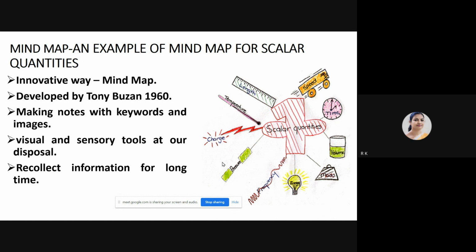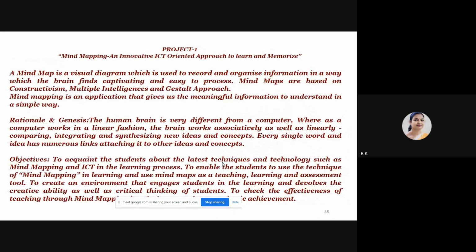All these are the relative answers. And for the relative answer, say for example the speed, how it can be achieved, again you can ask the question. Again, if an answer is coming, how would that come. So a mind map is basically a visual diagram which is used to record and organize information in a way which the brain finds captivating and easy to process. Mind maps are based on constructivism, multiple intelligence, and it also adopts a Gestalt approach. Mind mapping is basically an application that gives meaningful information to understand in a very simple way.